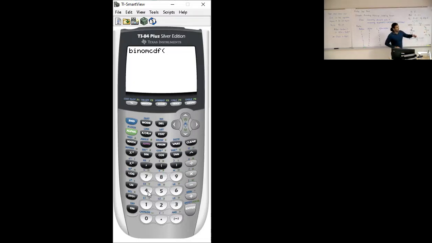So the calculator always gives you a less than or equal to probability when it comes to binomial CDF. That's just the definition of a CDF. So I recommend that you always find this and compute the other value. So in this case, we have n to be 8, p of 0.5, and the value of x is 3. Multiply that by 2.